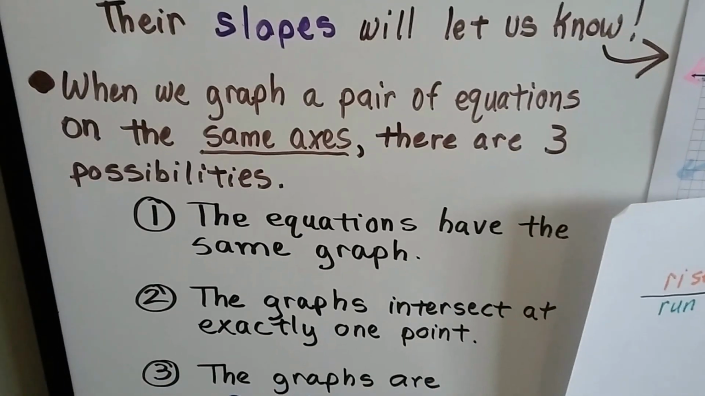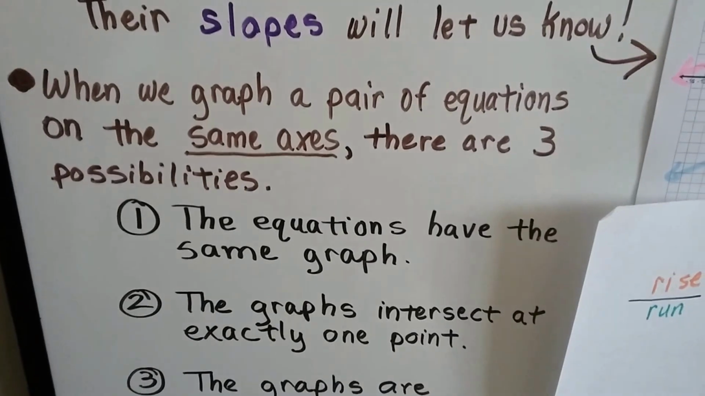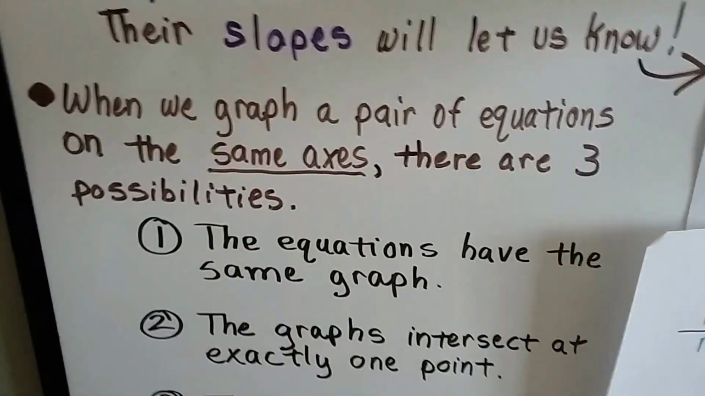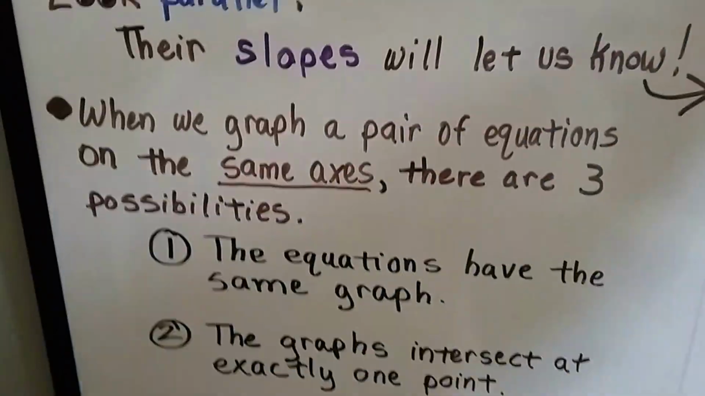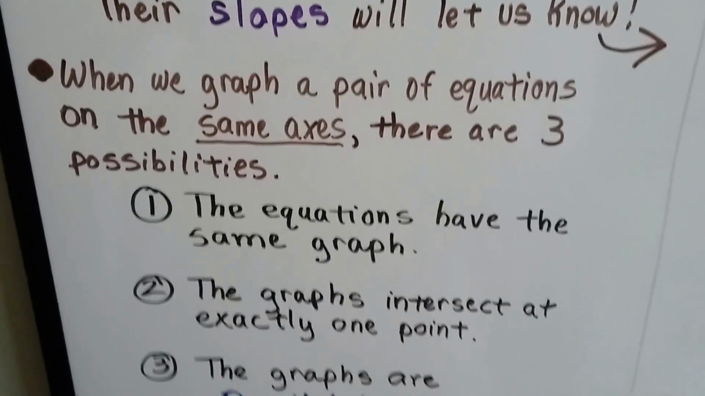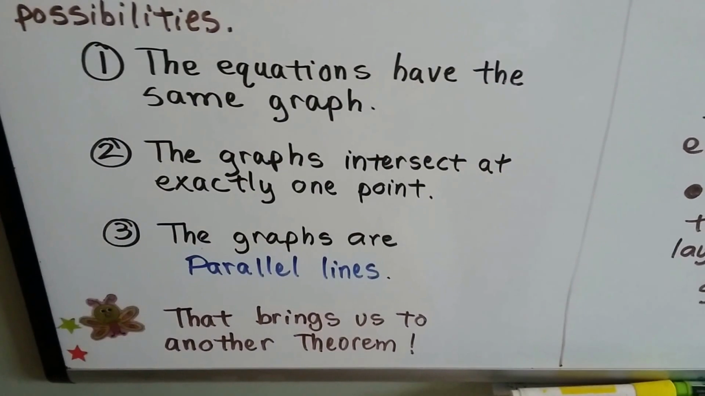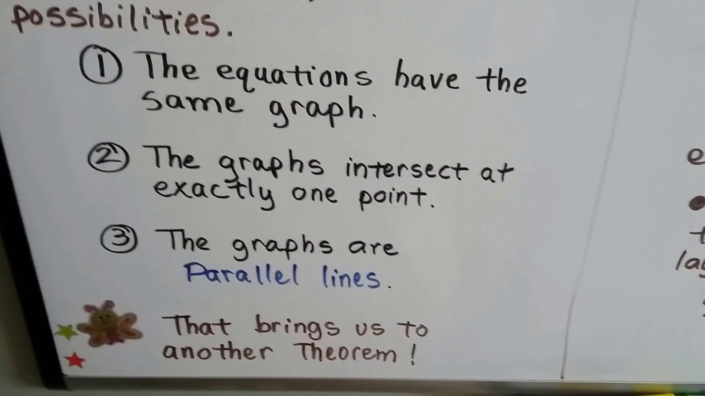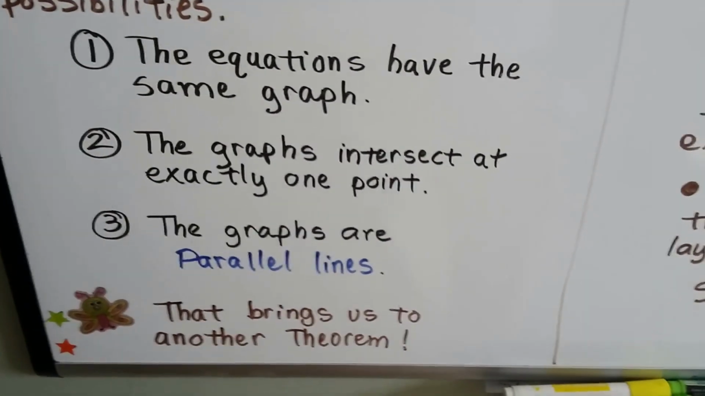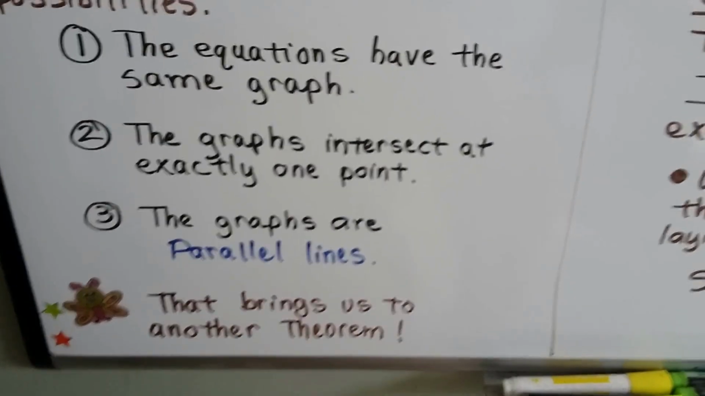When we graph a pair of equations on the same axis, there are three possibilities. There are three things that can happen, okay? The equations will have the same graph. The graphs will intersect at exactly one point. They'll cross each other. Or the graphs are going to be parallel lines. And that brings us to another theorem.